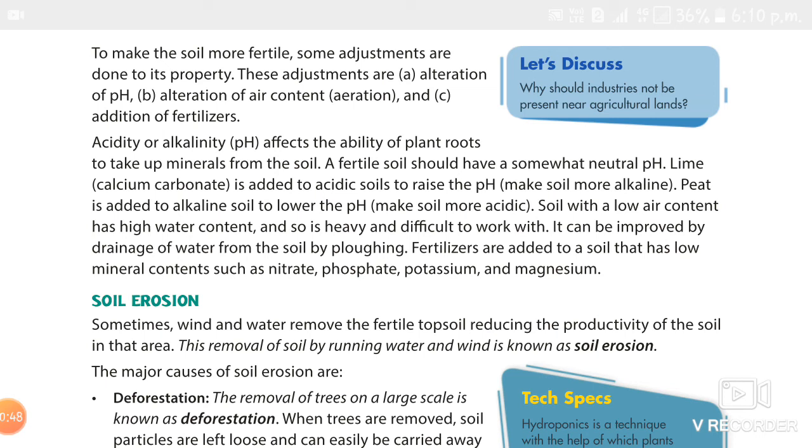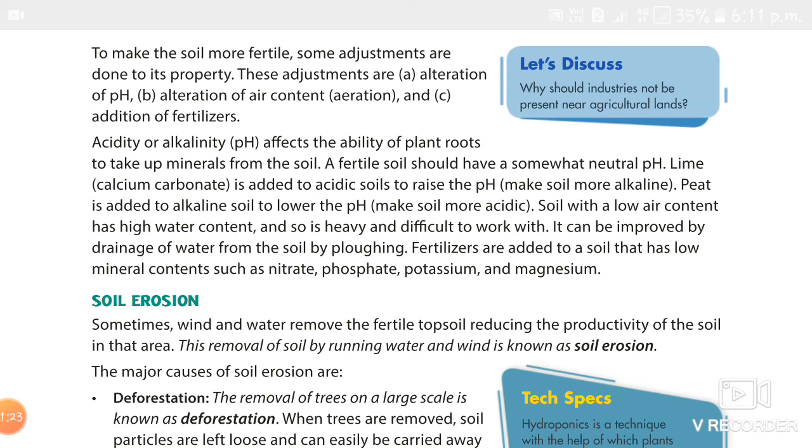When a farmer has to grow any crop, he has to know the pH value of the soil for a good yield. Otherwise, his crops may face undesirable consequences and he may suffer a great loss. To maintain the pH value of the soil, lime is added to acidic soil to raise its pH, and peat is added to alkaline soil to lower the pH. Next, let us see the alteration of air content.